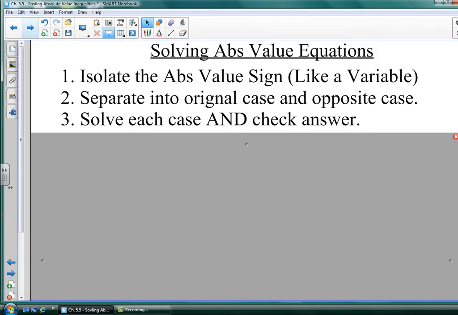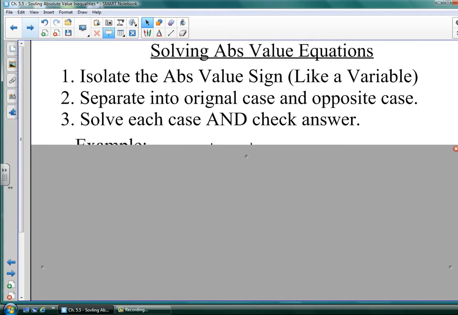So, a reminder for absolute value equations, how we solve them. First, you want to isolate the absolute value sign like it was a variable. You want to separate into the original case or the opposite case. And what does that mean? That's case 1 and case 2. The original looks just like the problem. The opposite case looks like the problem with a minus sign. You want to solve each case and check your answer so that you know what's going on.